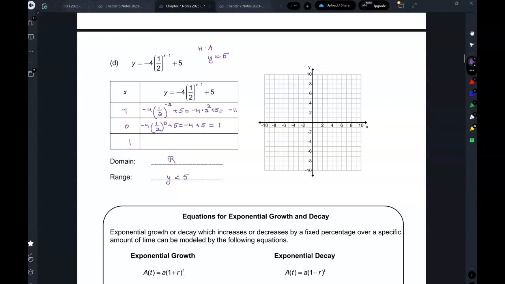Oh, no. No. Sorry. This is -4 to the power of -1. Sorry. So then it's -4 times 2 plus 5, -3. Now this is -4 times 1/2 to the 0 plus 5. This is 1. All right. Asymptote is a 5. Y equals 5. -1, I'm at -11. Okay, that's fine. I'll just put that there.